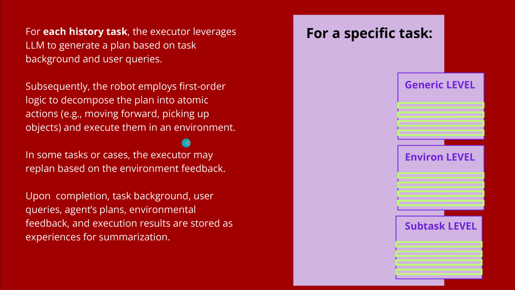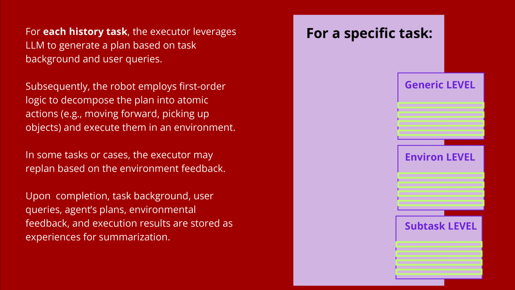And our environment will be a kitchen because everybody is familiar with a kitchen environment. Now, in some tasks, the executor may replan based on the environment feedback. If the robot finds out, hey, in this environment, I cannot reach the fridge, I have to replan and come up with an alternative solution. But if I complete the task, upon completion the task background, the user query, the agent plan, the environmental feedback, and the execution result are all now stored in the memory of our agent. And this is the idea.